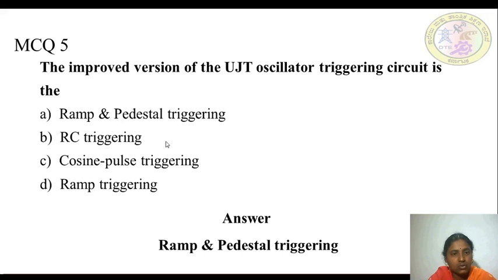In RC triggering, the UJT does not come into the picture. Cosine pulse is a comparator type of circuit. With ramp triggering alone, you will not get the oscillator part. So both ramp and pedestal triggering are required, as it is an improved version of the UJT oscillator circuit. In ramp and pedestal triggering, we can turn on 2 SCRs at the same time, which are connected back to back, and hence we can get AC type of controlling operation.